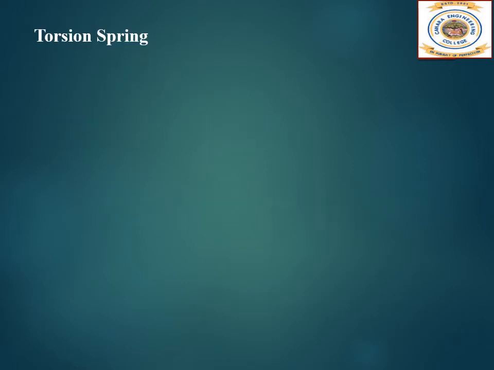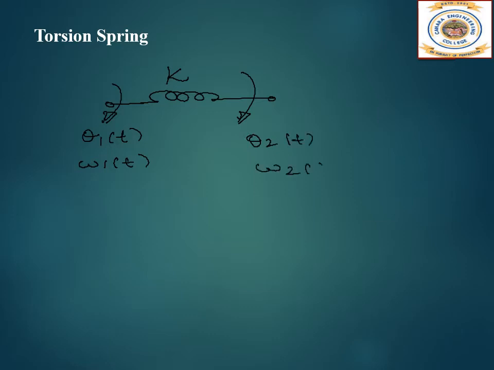Next is the torsion spring. A rotating shaft is subject to torsion. The ability of the shaft to withstand the torsion is referred to as its stiffness. The stiffness of a shaft is represented by a torsion spring as shown in the figure over here. So at this end again let us consider theta 1 of t is angular displacement and omega 1 of t is angular velocity. The torsion spring constant is represented as k. At the other end it is theta 2 of t and omega 2 of t.